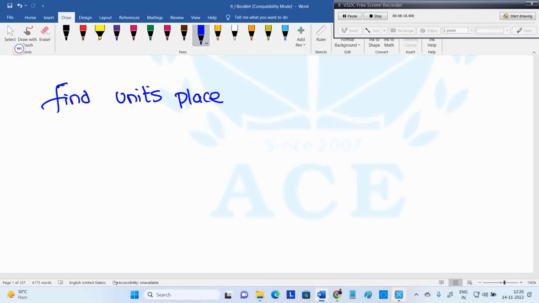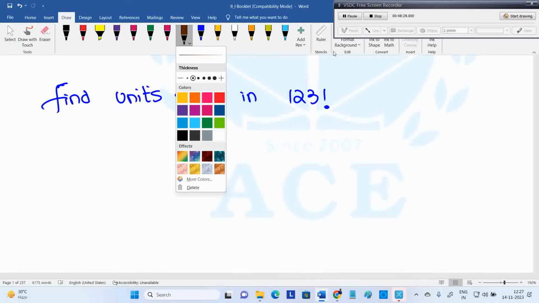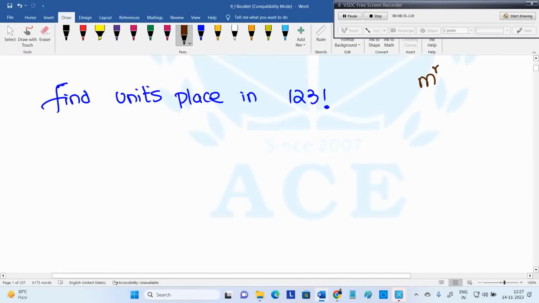Find units place in 123 factorial. My dear friends, see, this is n factorial. My previous questions were done in m power n format. If it is m power n, where m is a number and n is a number, we are done. Now I'm going with p factorial.